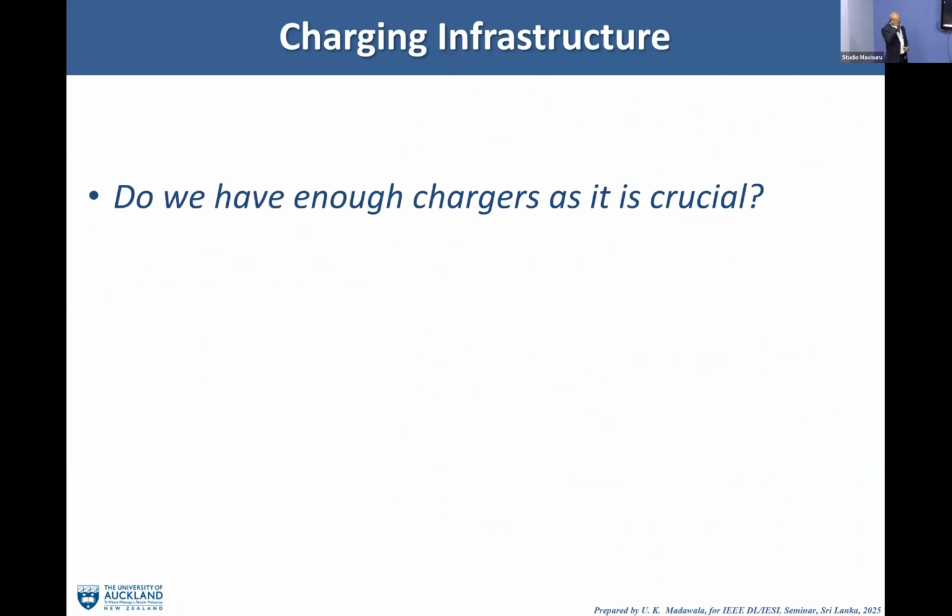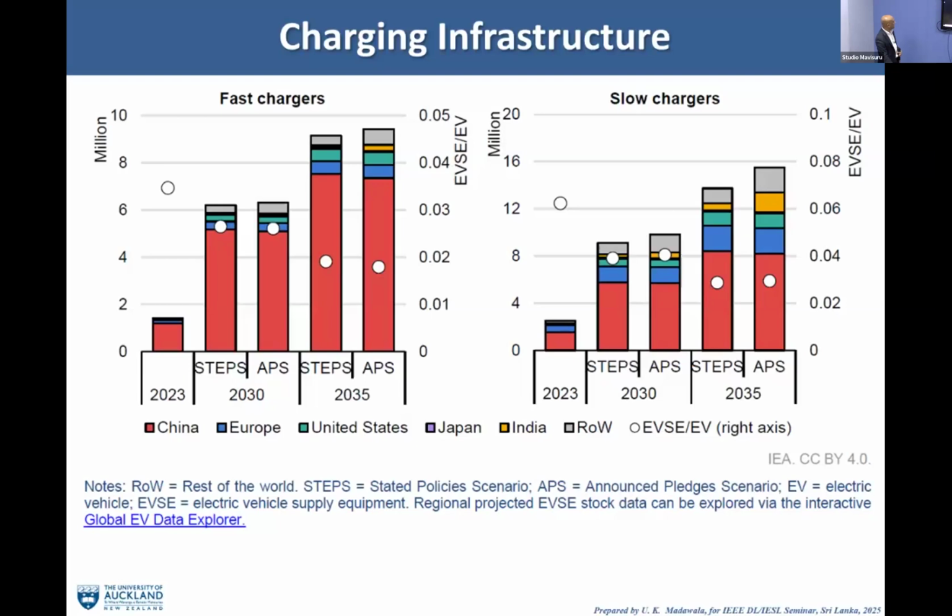Then of course, the charging infrastructure, which I was talking about. Can we deliver this much energy to electric vehicles? Or do we have enough chargers? Let's have a look. There you can see the white dots. That is the charges per electric vehicle. How many charges per electric vehicle? That is on the right-hand axis.